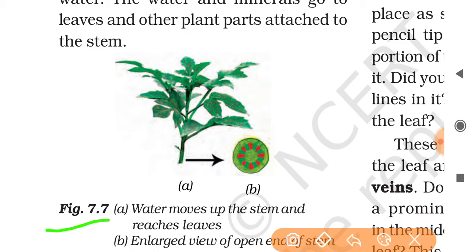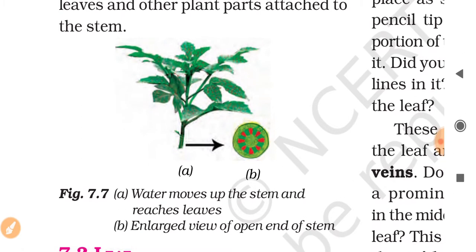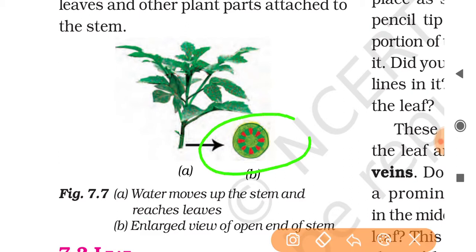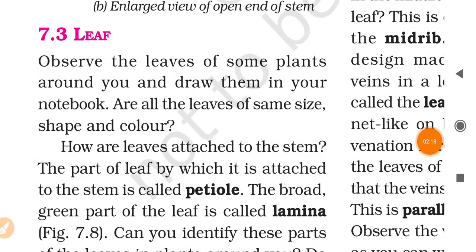Okay, whichever color you put in the water, this is an enlarged view of the open end of the stem. When you see it through a microscope, you will see this type of structure. Now we read about the leaf.